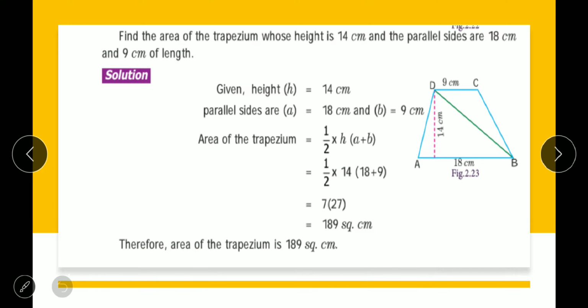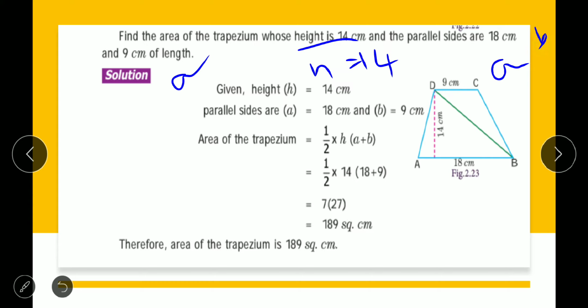And we have one more sum here. Find the area of trapezium whose height is 14 centimeter. It is given directly. It is height. So h is equal to 14. And parallel sides also given. So this we can take as A is 18 and B is 9. You can take this as A and this as B. So we know all the values.